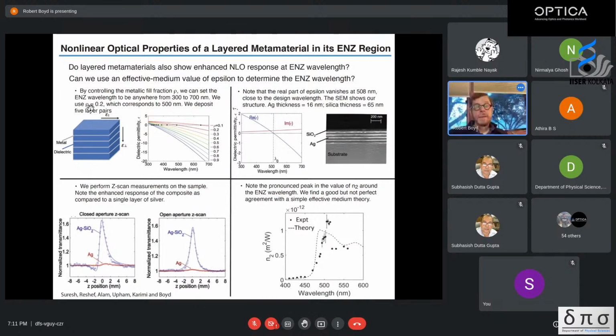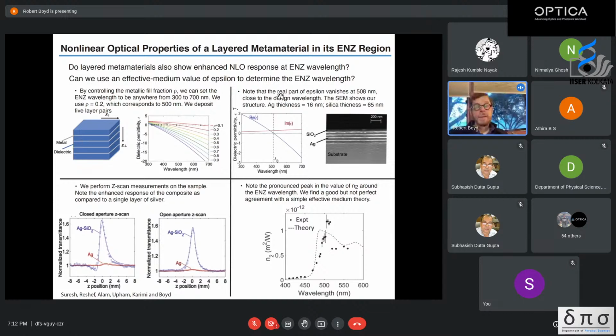So we did this experiment. We will consider alternating layers of a metal and dielectric. We can change the relative amounts of metal in this structure. Here we're changing it from 10% to 90%. And you see that the dielectric permittivity vanishes along this line here. And we can make the epsilon near 0 wavelength be anywhere from 300 nanometers to 700 nanometers simply by changing the relative proportion of the metal and the dielectric.